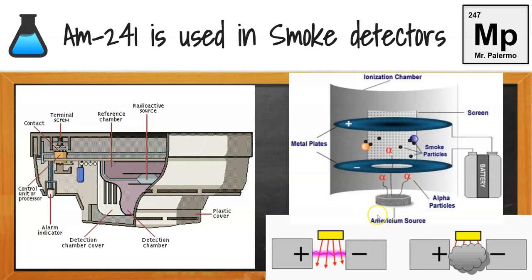The americium radioactive source is going to emit alpha particles, and these alpha particles will allow for the conduction of electricity across these metal plates. And when there is smoke in the room, the smoke is going to interfere with those alpha particles, and it's going to stop the flow of current across these plates and set off the alarm.